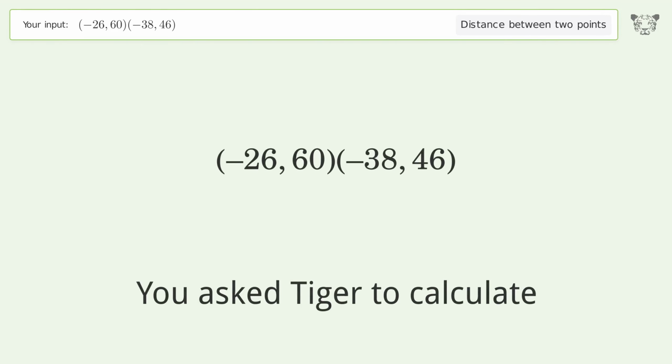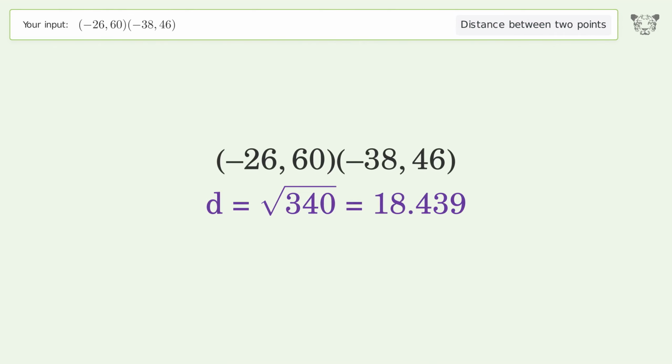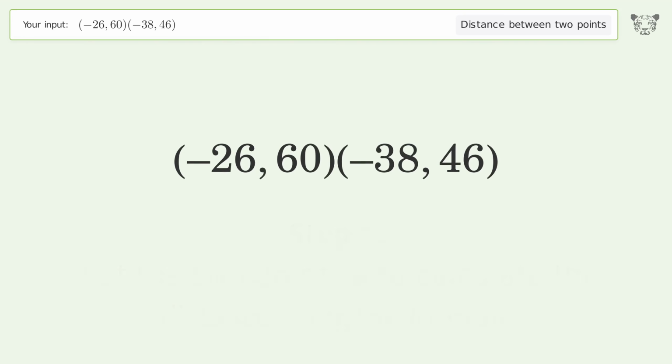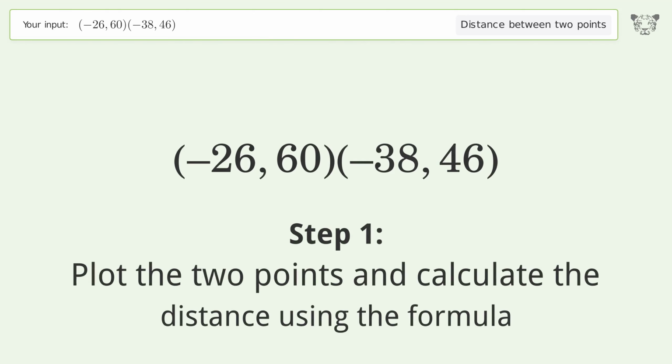You ask Tiger to calculate. This deals with the distance between 2 points. The distance between the 2 points is the square root of 340, or 18.439. Let's solve it step by step. Plot the 2 points and calculate the distance using the formula.